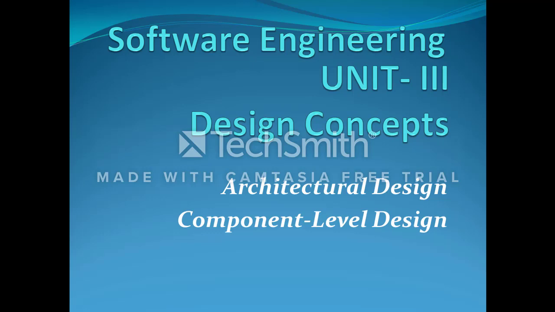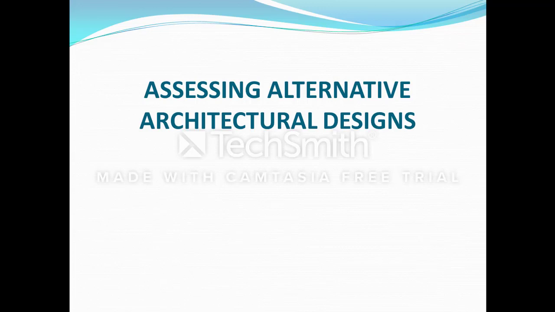In the previous session, we discussed the architectural design. Today we are going to learn about assessing alternative architectural designs. The design results in a number of architectural alternatives. These are assessed to determine which is the most suitable for the problem to be solved. So the design produces different types of architectural alternatives.